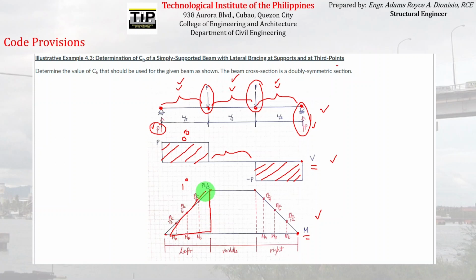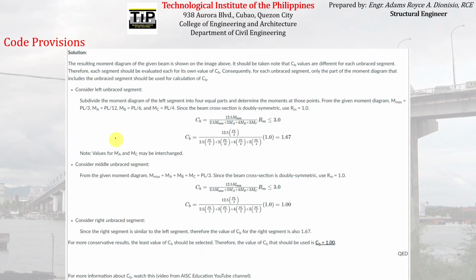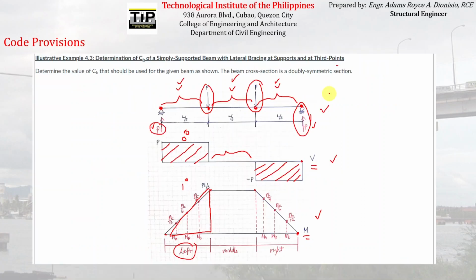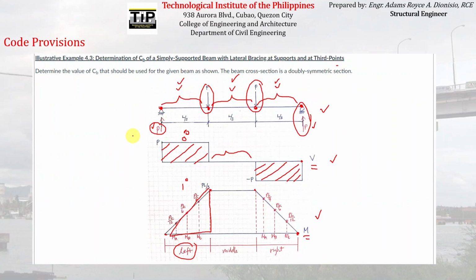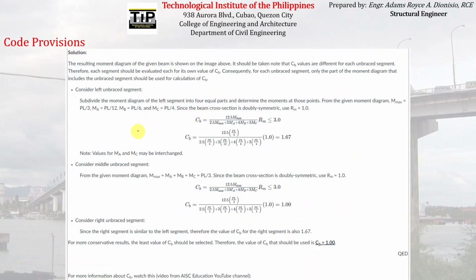This is the moment diagram on the left unbraced segment. We have to subdivide the moment diagram of the left segment into 4 equal parts and determine the moments at those points. So as you can see, on the formula for CB, we have to get the moments at every quarter point. That's why we have to subdivide the moment diagram into 4 equal parts, to get the corresponding moments on each of the quarter points.